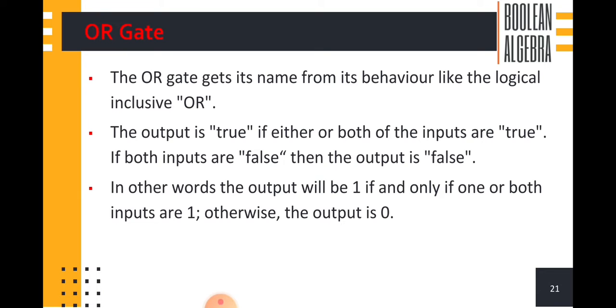In other words, you can also say that the output will be 1 if and only if one or both inputs are 1, otherwise the output is 0. Here the statements are used to describe the two-variable OR gate. So if both the variable inputs are 1, the output is also 1. If both the variable inputs are 0, the output is also 0, that is false.